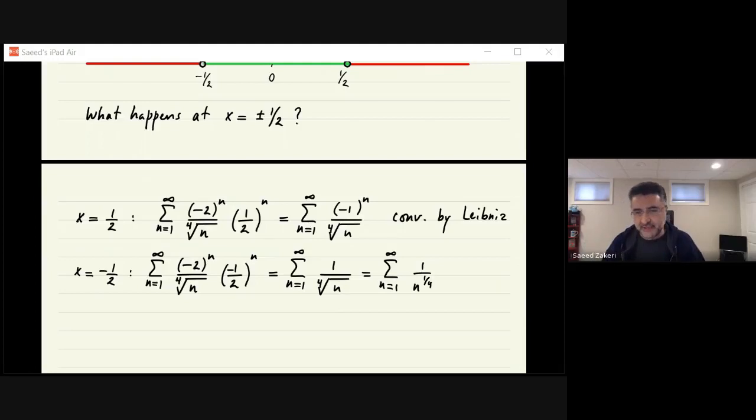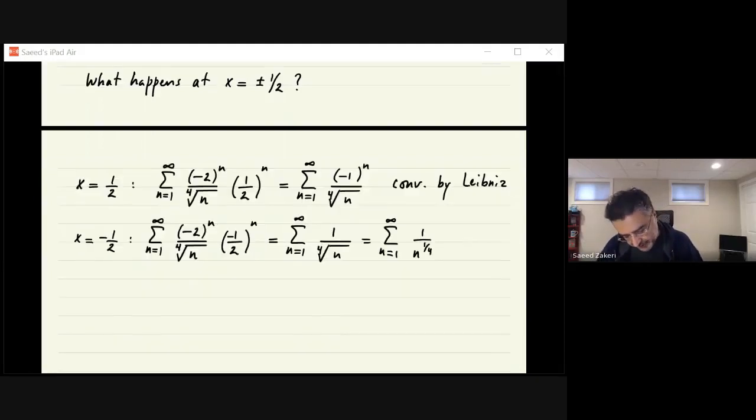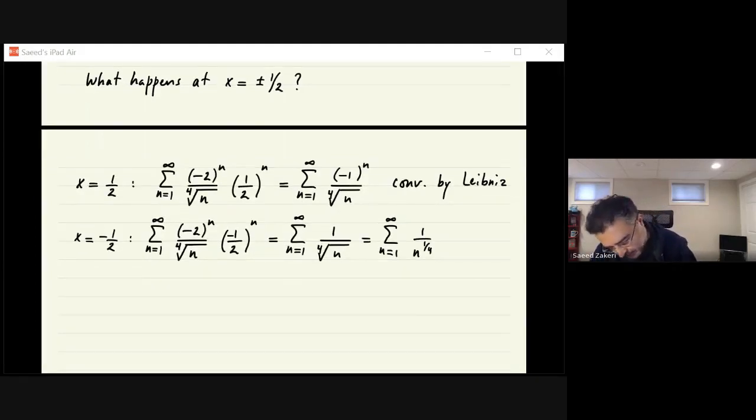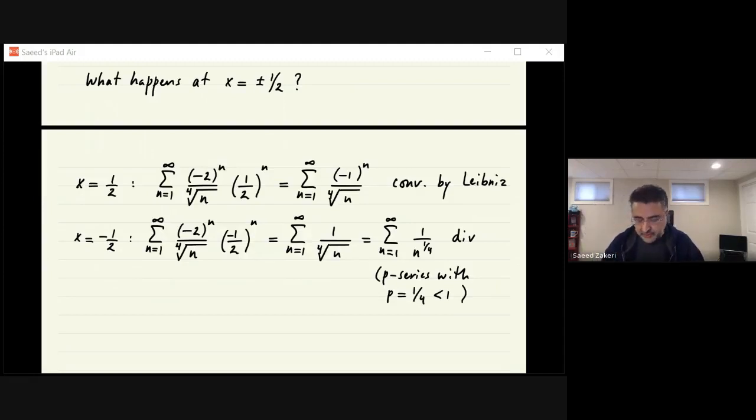So this is a p series where p is 1/4. So this is divergent, because it's a p series with p equals 1/4, which is less than 1. 1 over n to the 1/4, or 1 over 4th root of n, diverges.